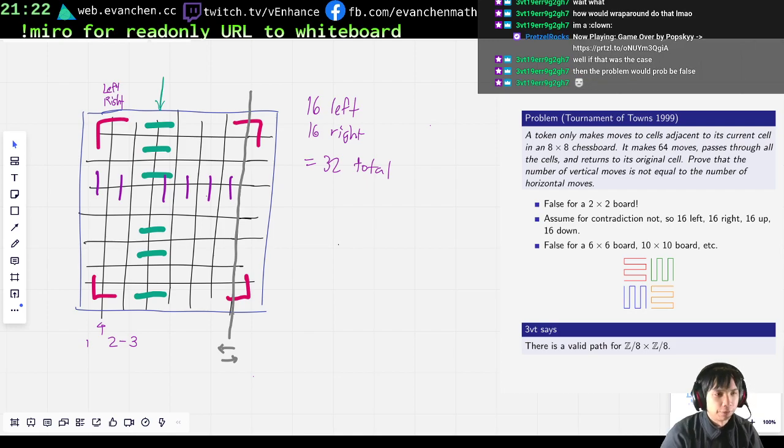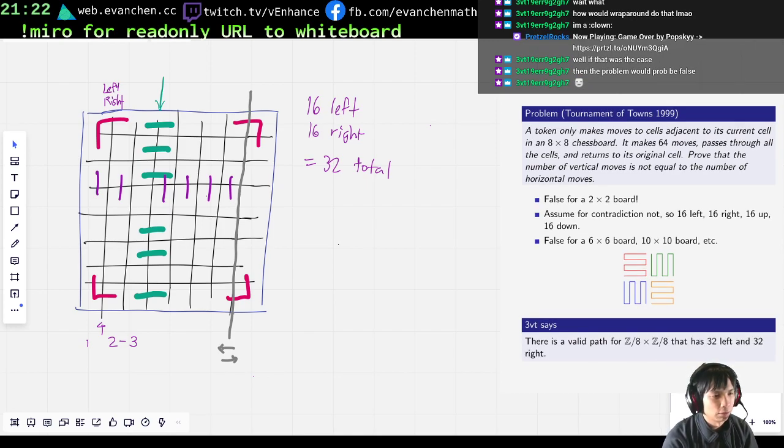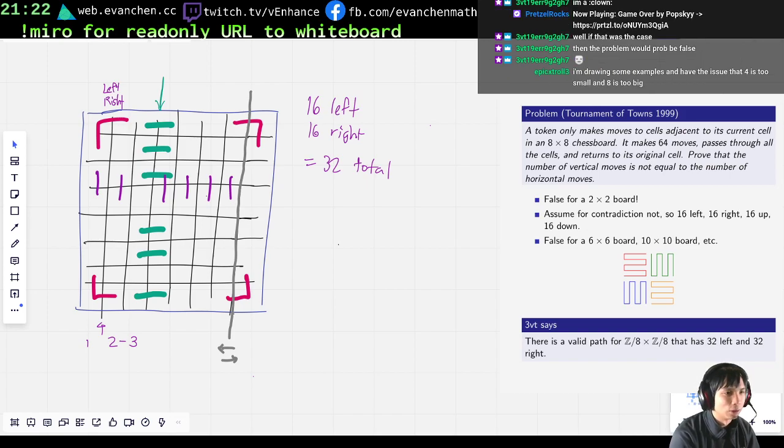Then the problem would probably be false. Why would it be? That's why I was so surprised when you told me. It was like, oh, okay, so mod arguments are still on the table. Yeah, the numbers are.